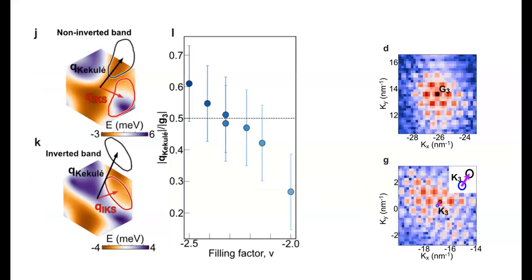The actual thing that they plot is the IKS Q vector plus a Moiré unit cell vector here, but it changes as a function of the filling fraction, and it's a continuous function of the filling fraction going down to filling fraction -2. So it's fairly convincing evidence of this additional wave vector.